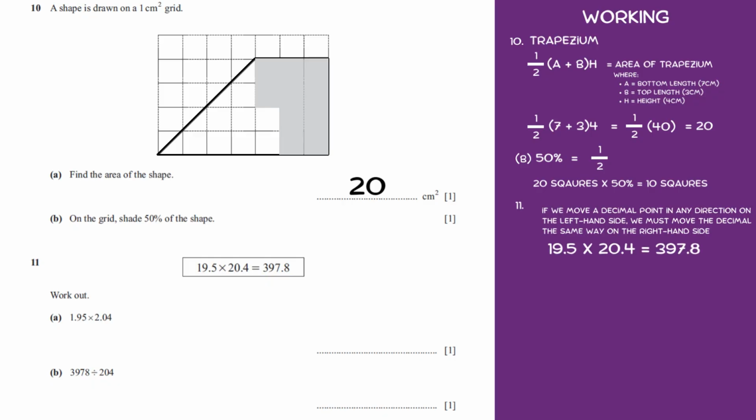Therefore, if we move both decimals of each number to the left, as shown in part A, we will have to do the same for the right-hand side, leading to our answer being 3.978.